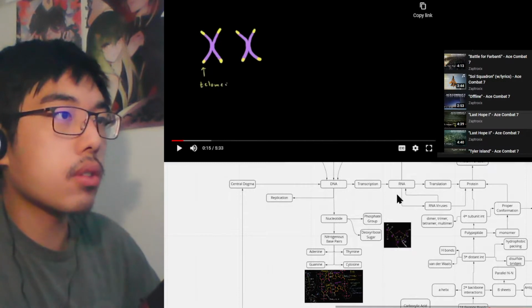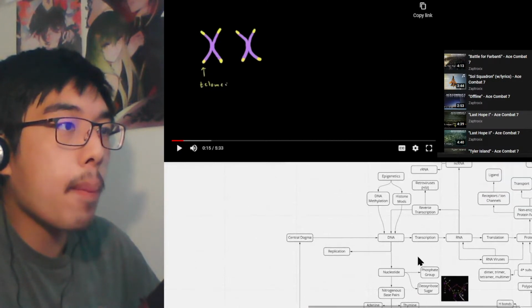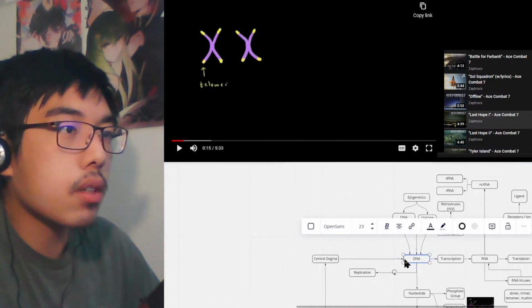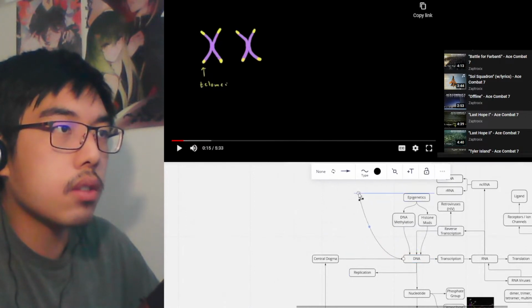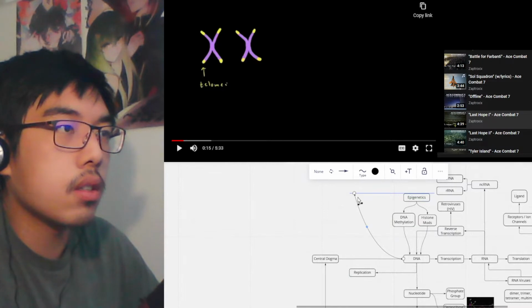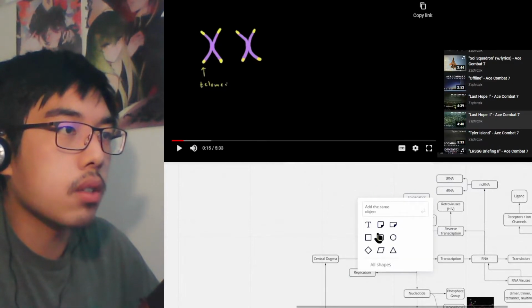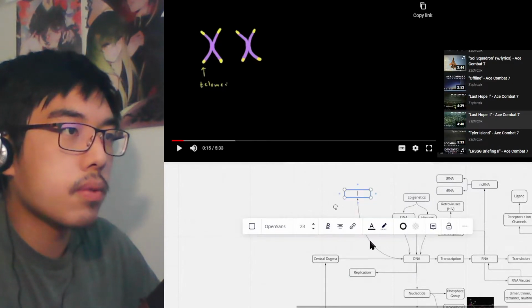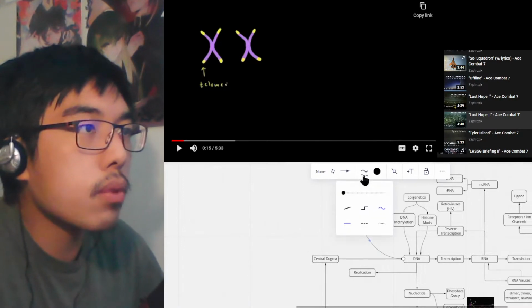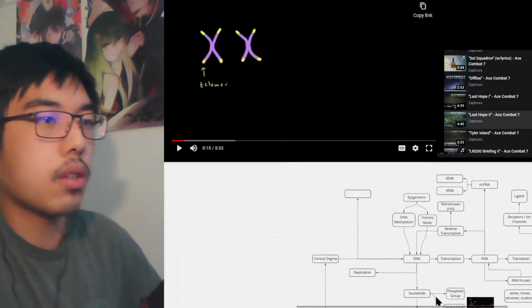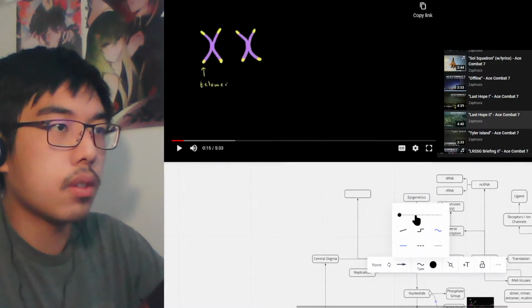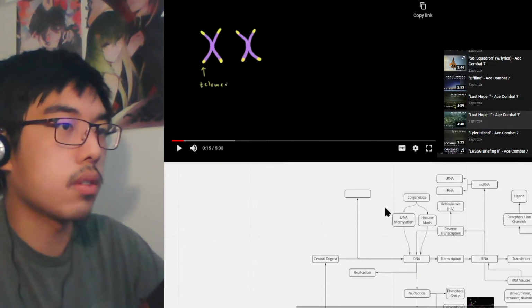Alright, so we're getting into chromosomes now. I can probably branch this off of DNA. Yikes. Why is it a squiggly line type? I don't understand. Why must they hurt me in this way? Okay. There we go. Alright.